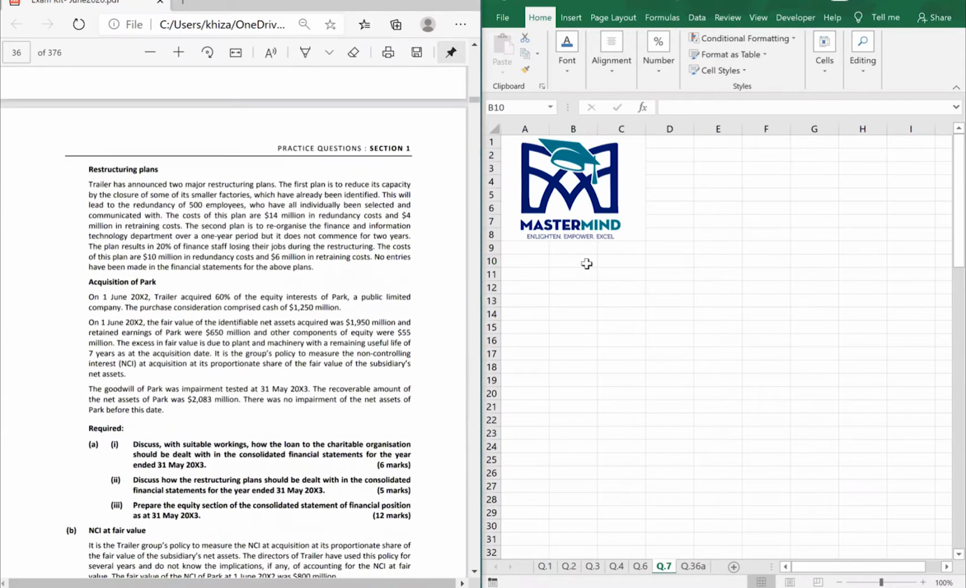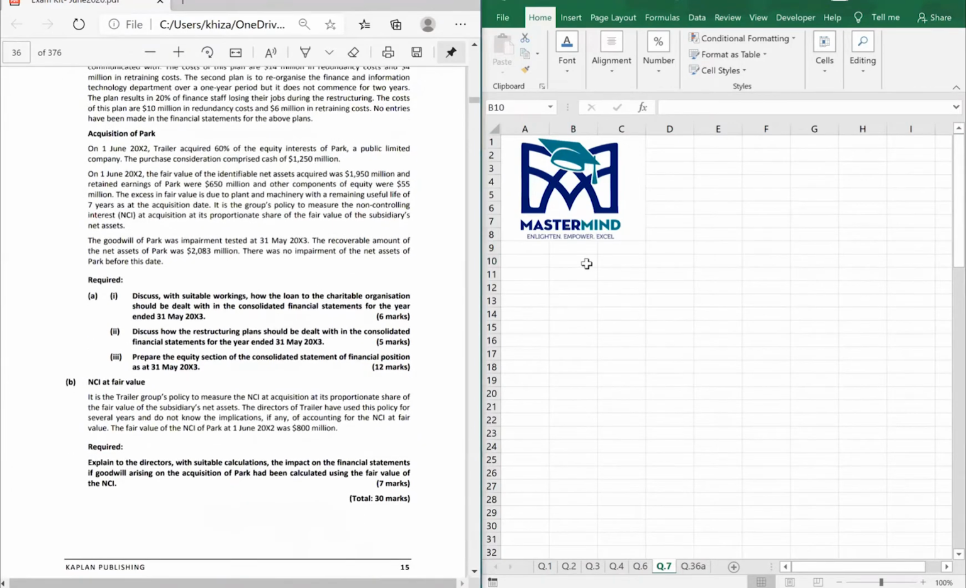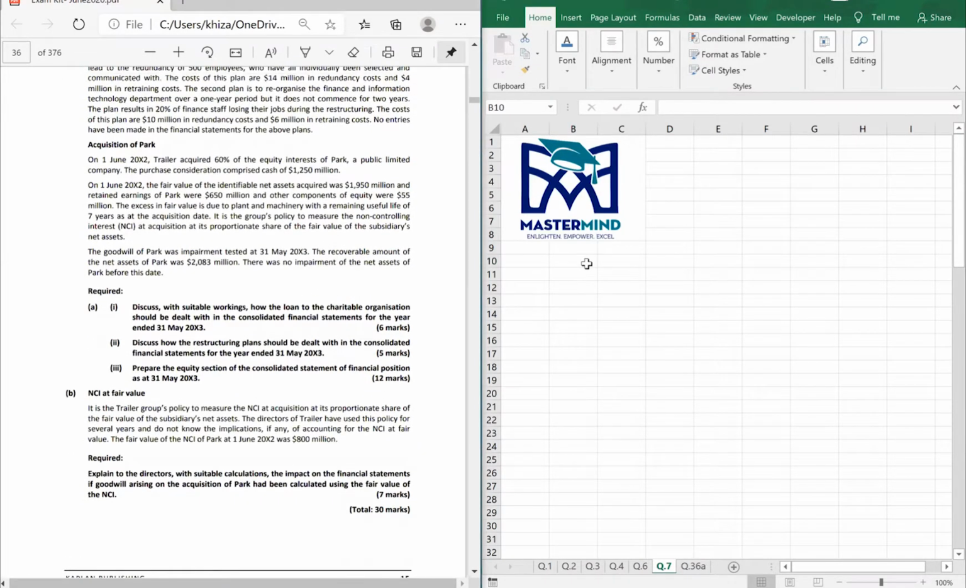Now, over here in this question, we have one, two, three, four parts. So part A, you have three parts, and then B. Obviously we'll look at A part one first, which is for 6 marks. It says discuss with suitable workings how the loan to the charitable organization should be dealt with in the consolidated financial statements for the year end 31st May 2023. So this specifically talks about the loan to the charitable organization.